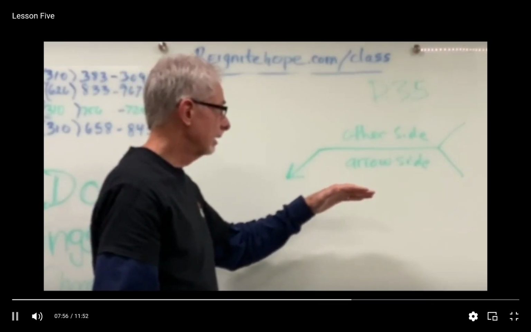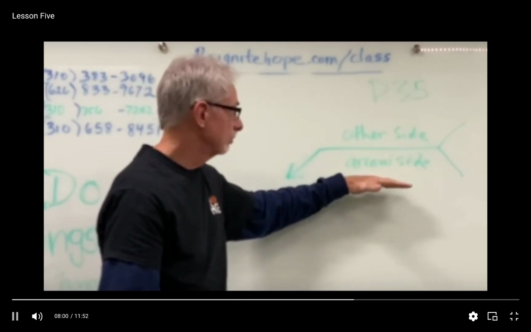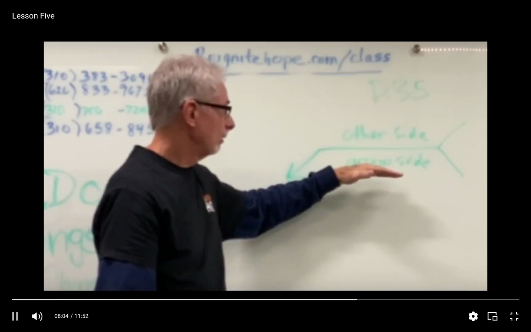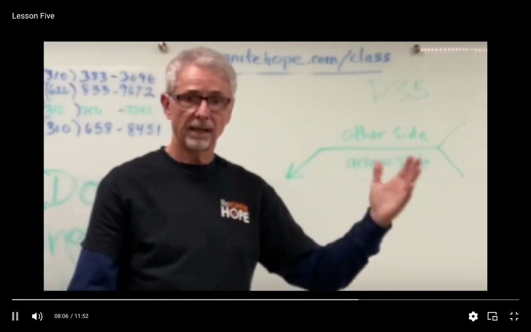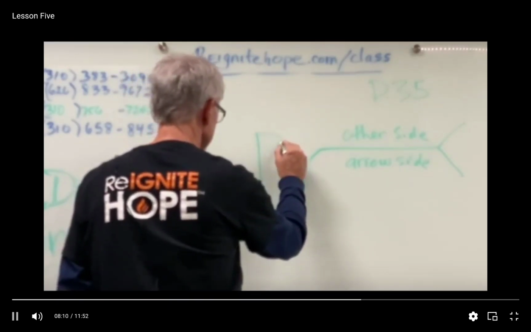So again, a blueprint or an engineer or whoever can put information below the reference line or above the reference line. And what does it mean by arrow side and other side? It means this. Let's pretend we had a T-joint here.